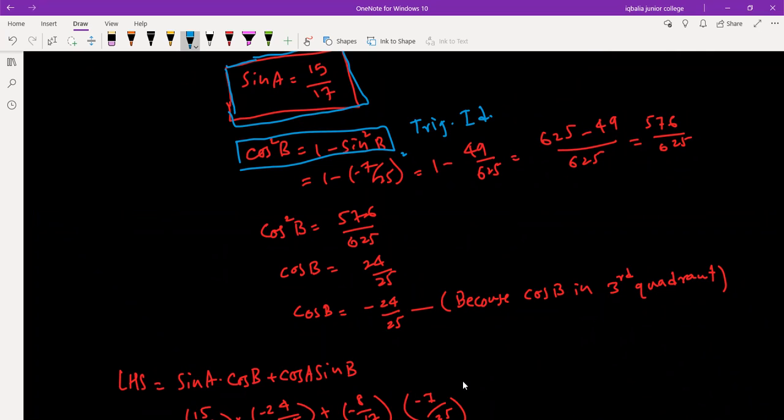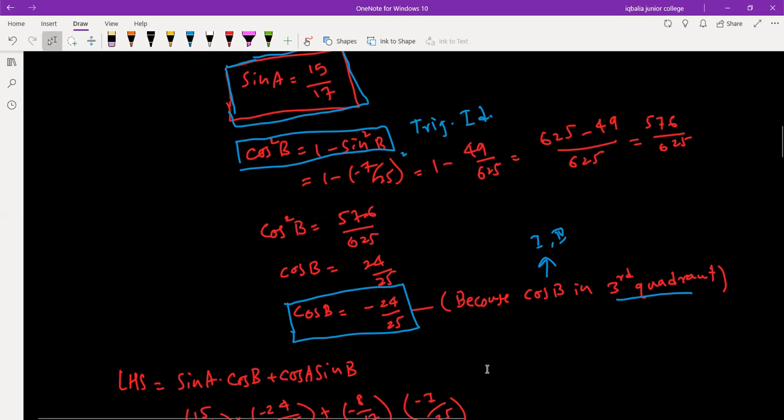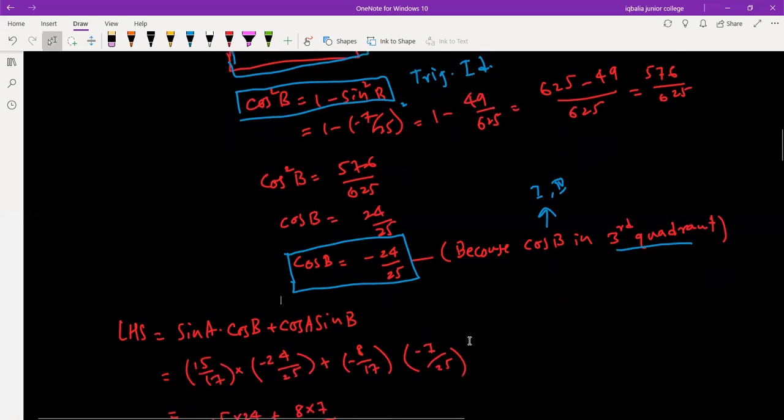Since cos B is in the third quadrant, I know cos is positive only in the first quadrant and fourth quadrant, but cos B is lying in the third quadrant. That's why we are taking minus. So here cos B we got minus 24 by 25. Okay, so here we found all the required values that are going to be used.